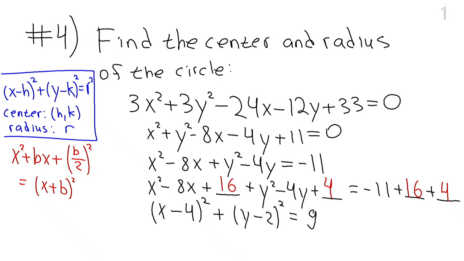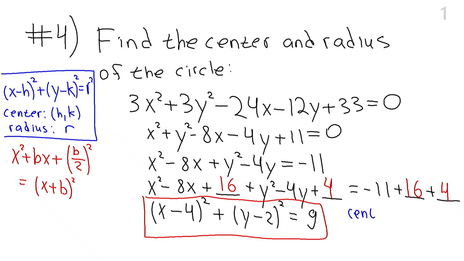And so now I have my standard form for this circle, and now I can conclude what its center and what its radius is from this information. Now it's in standard form. And so I can conclude that for this circle, the center occurs at (4, 2). And I can also conclude that its radius is the square root of 9, or 3.